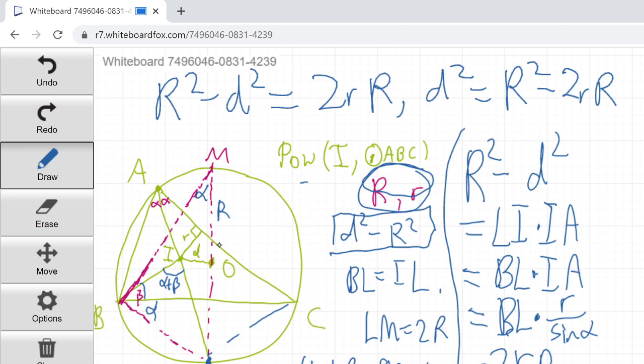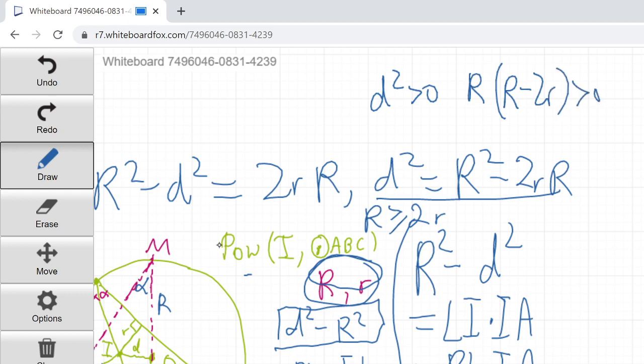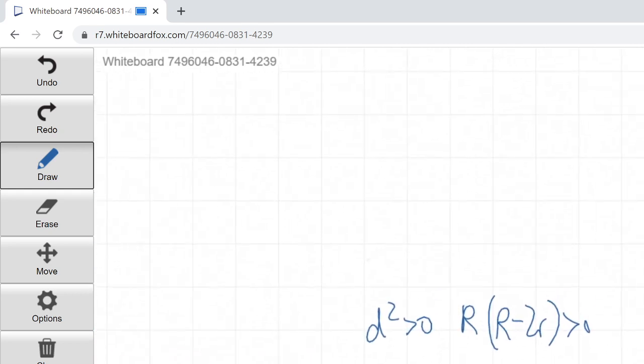So actually an interesting inequality comes out of this. It's obvious from this expression, right? Can you see that the circumradius is bigger than or equal to 2 times the inradius? Right, because d squared is positive, and so R squared minus 2Rr is positive. R is positive, and so R minus 2r is positive. And so R has to be larger than or equal to 2r, yeah? Okay, so that's an inequality.